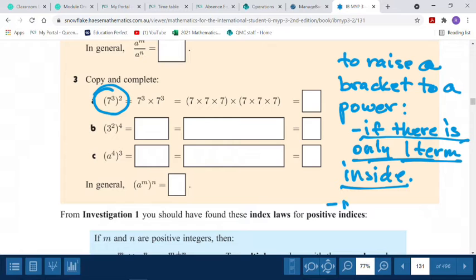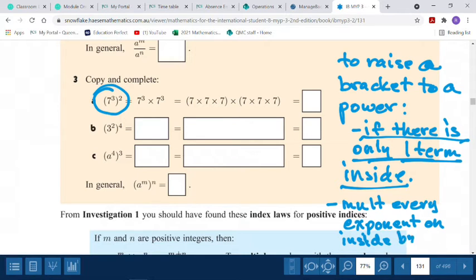Then what you're going to do is simply multiply every exponent on the inside by the exponent on the outside. And again, I hate even showing you this trick, but you're going to see it a lot. But if you promise to be good, you can use it.